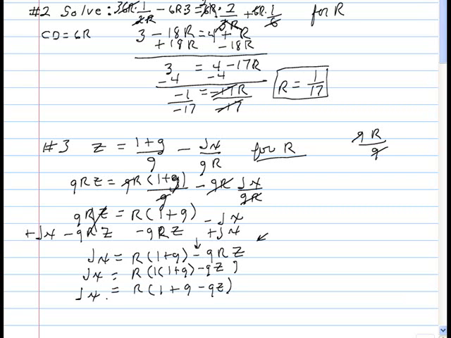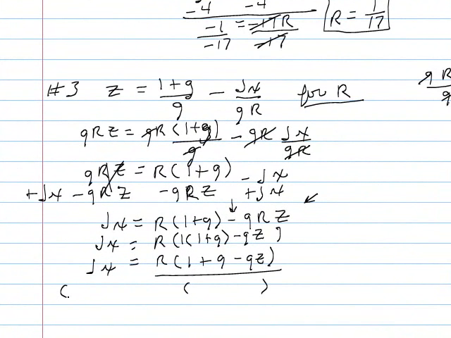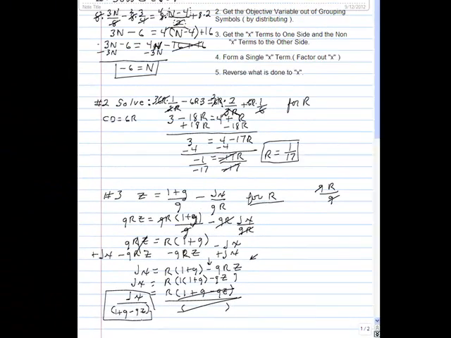And now we're at step 5, reverse what's done to R. R is multiplied by the bracket. To reverse that, divide by the bracket, 1 plus G minus GZ. And over here the brackets cancel, and so that is your final answer. R is equal to JX over 1 plus G minus GZ.